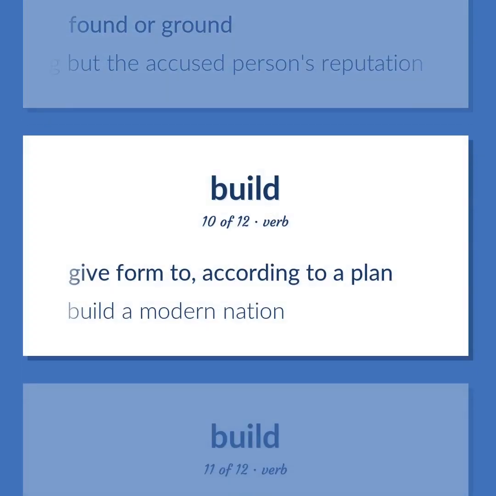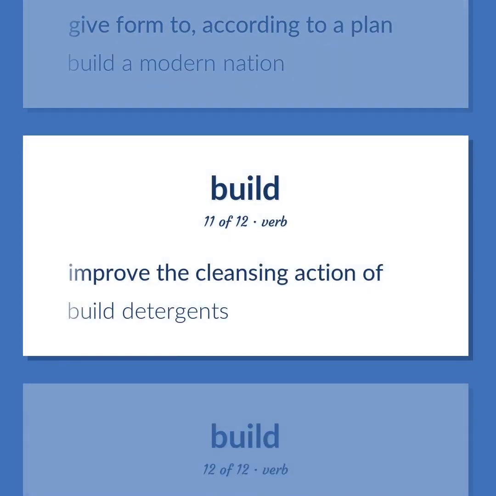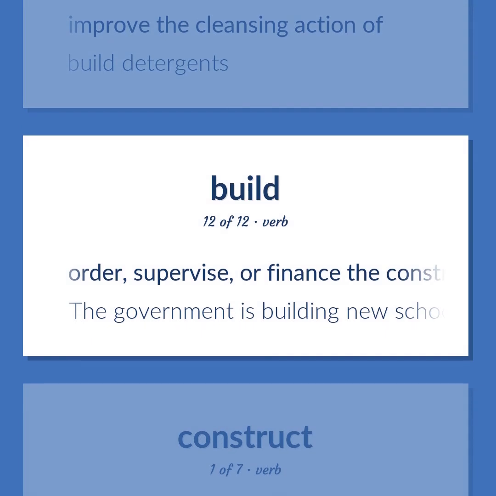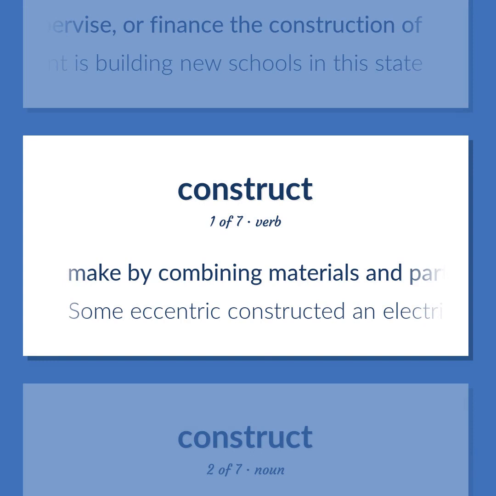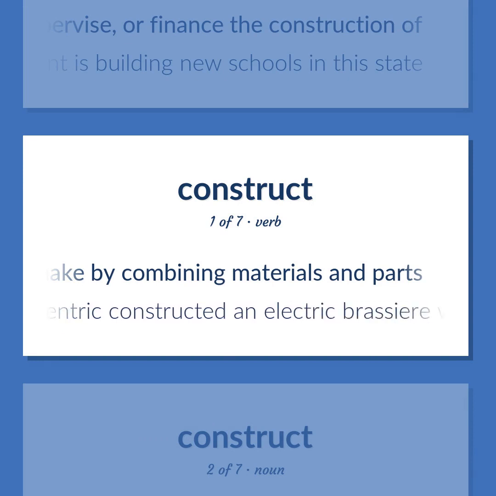Give form to, according to a plan. Build a modern nation. Improve the cleansing action of. Build detergents. Order, supervise, or finance the construction of. The government is building new schools in this state. Make by combining materials and parts. Some eccentric constructed an electric brazier warmer.